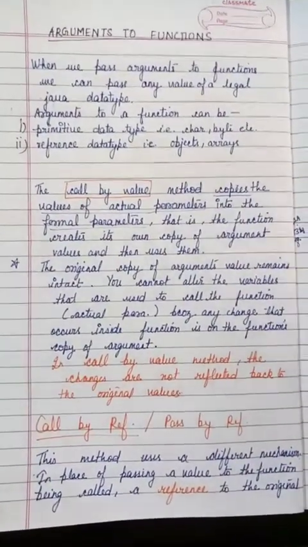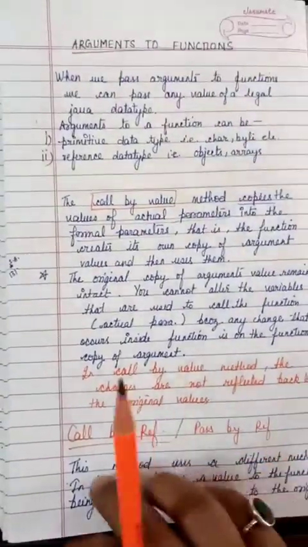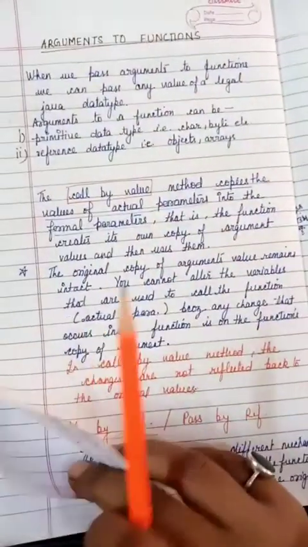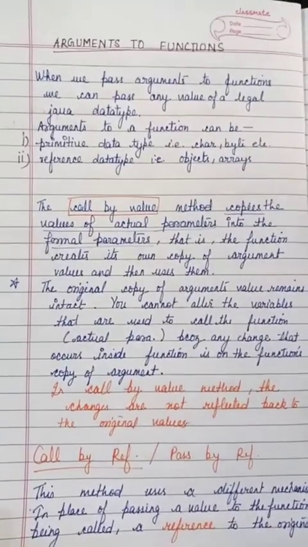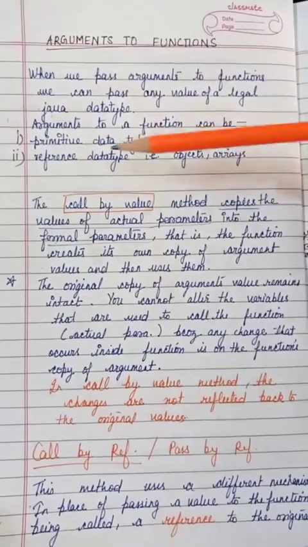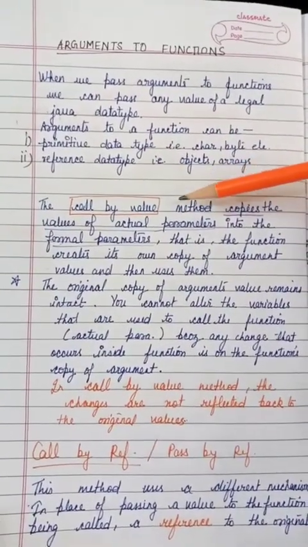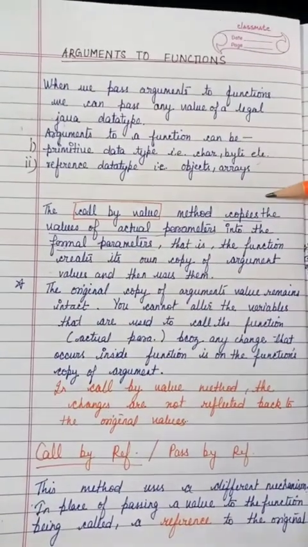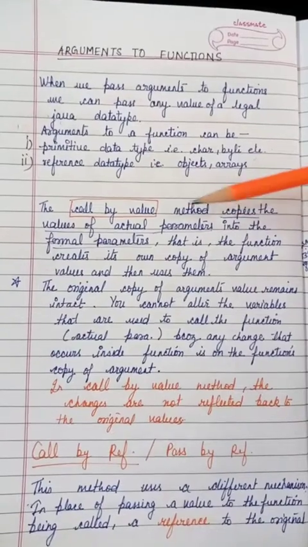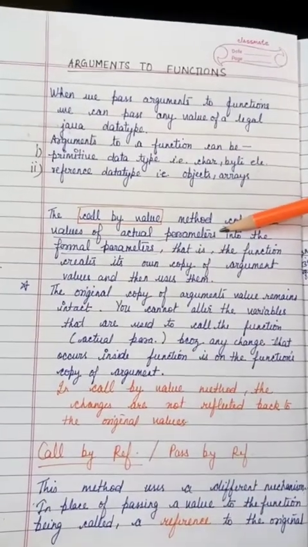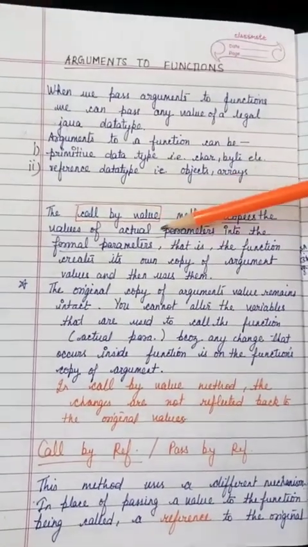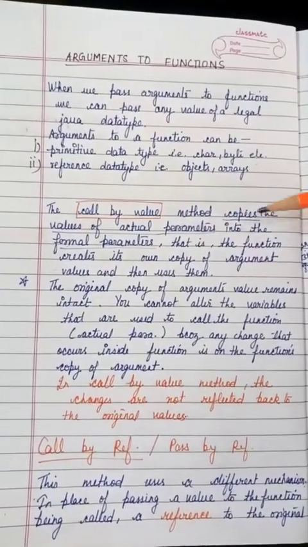Now there are two methods to invoke or call a function, as we discussed earlier. The two methods are call by value and call by reference. The first is call by value, which we are discussing. In this method, call by value copies the value of actual parameters into the formal parameters. Actual parameters means original parameters. It copies the values of the original or actual parameters into the formal parameters.